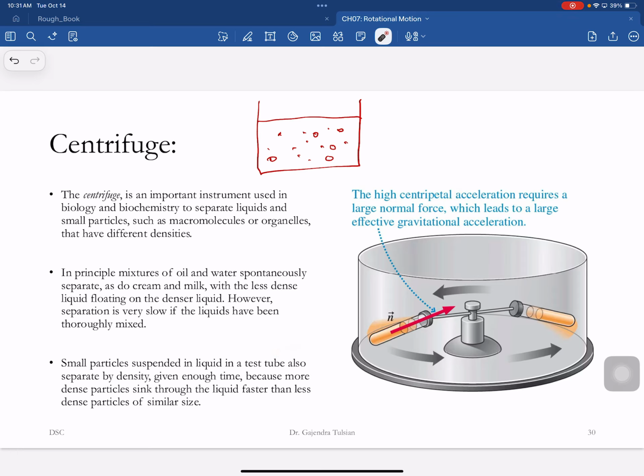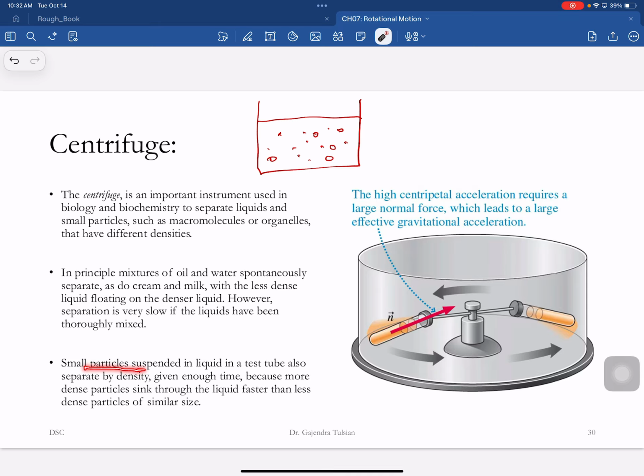Okay, so a centrifuge will make things settle faster. So, in principle, a mixture of oil and water spontaneously separates, as do cream and milk, with the less dense liquid floating on the denser liquid. However, separation is slow if liquids have been thoroughly mixed.